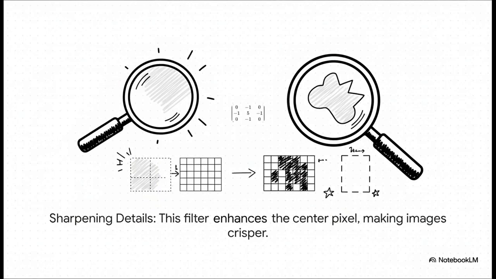Okay, how about this one? This is a sharpening filter. It's got that big positive number right in the middle surrounded by negative ones. What this does is it drastically boosts the value of the center pixel compared to all of its neighbors. That increases the contrast and makes all the details in the image just pop.